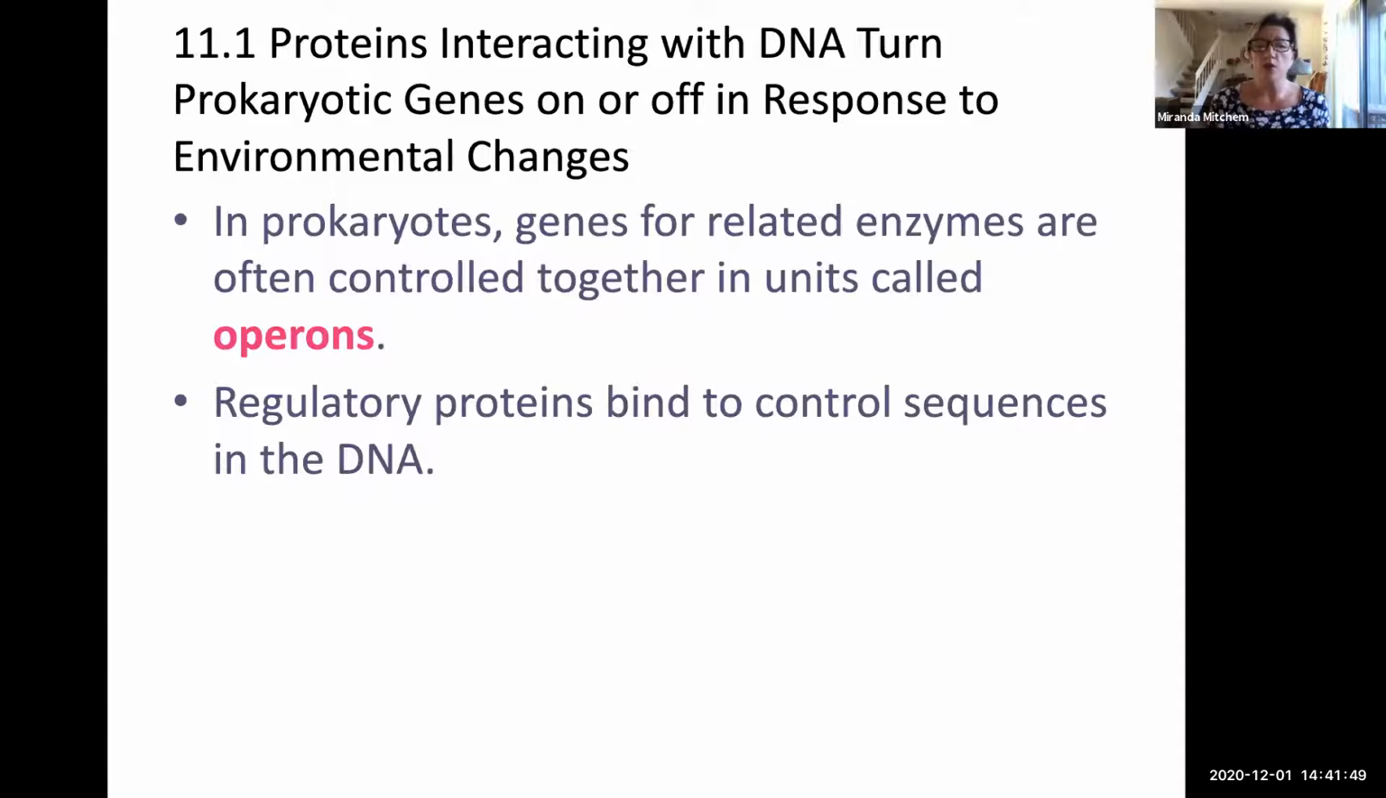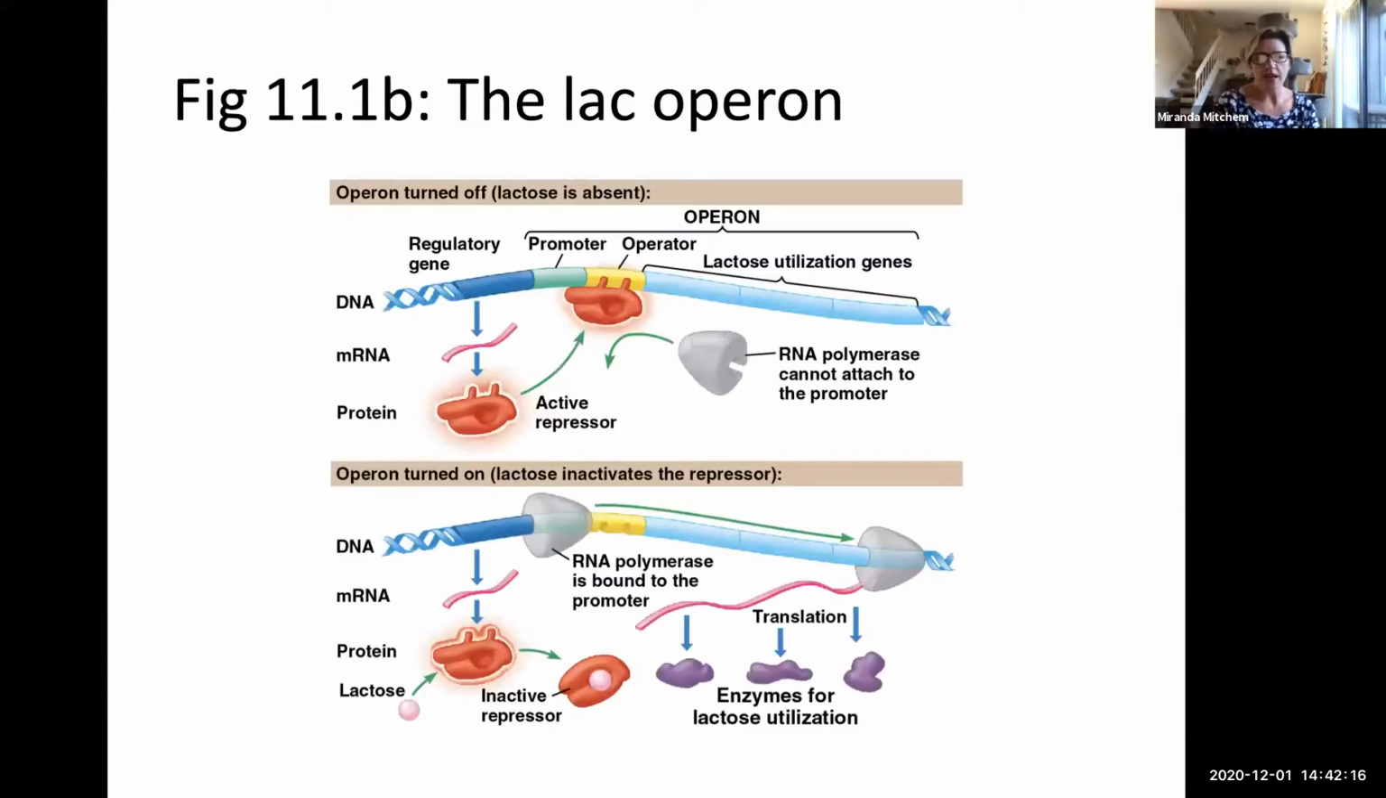There are regulatory proteins that are part of the operon, and they bind to specific portions or specific sequences in the DNA. And like the name suggests, they have a role in helping to either turn on or turn off the expression or activity of an operon. So this is a very common operon. We're going to talk about two different operons, but we'll spend most of our time on this one.